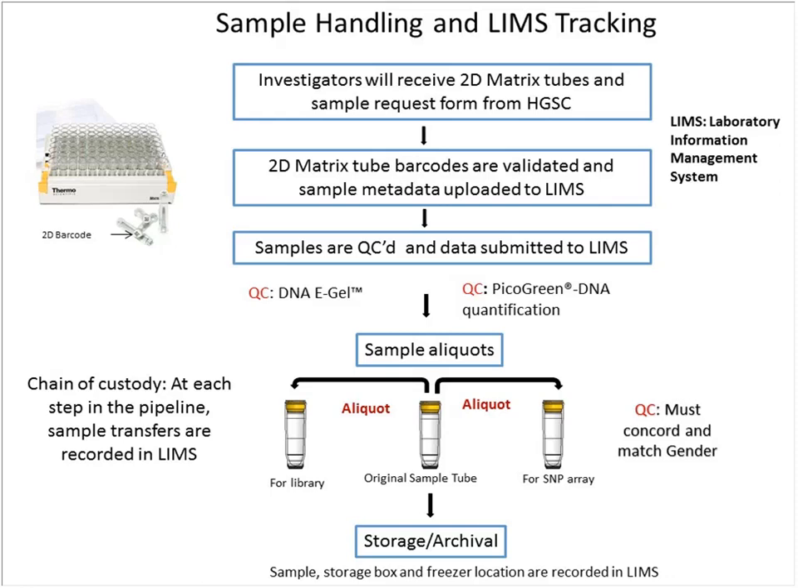Then from the original tube, the samples are allocated for downstream applications. At each step of the pipeline, the sample transfers are recorded in LIMS. So in addition to LIMS, which checks the sample tubes physically, we also have the SNP array in the pipeline, which can check the sample DNA contents within the tube.